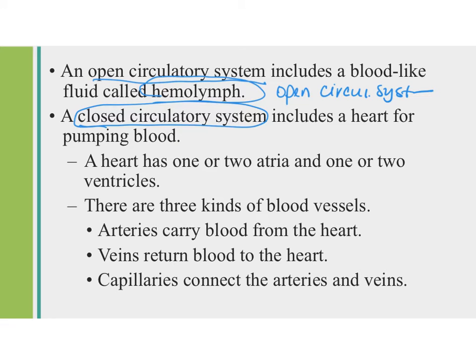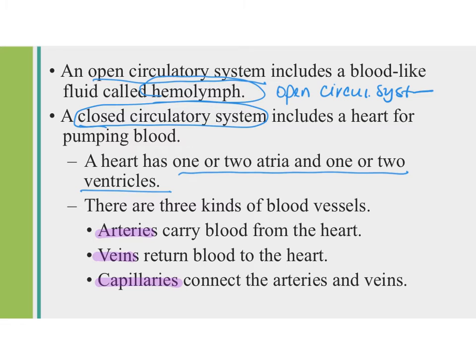They include a muscular heart, and what that does is pump the blood through the system, through the atria and ventricles and vessels and things like that. So a heart has one or two atria and one or two ventricles. There are three kinds of blood vessels, okay? The first one is the arteries. The second one is the veins, and the third one is the capillaries.